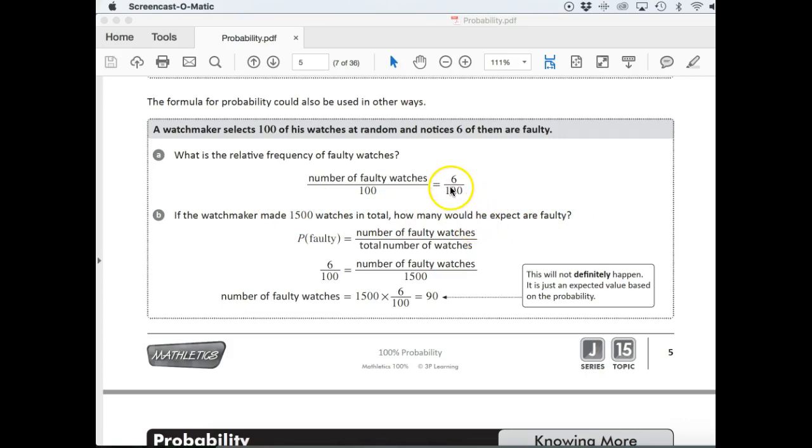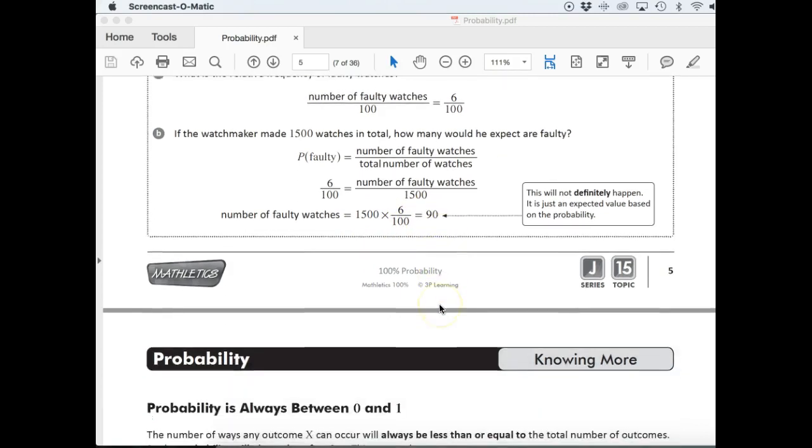Well, he's got 6 out of 100, so you'd expect that out of 1,500, how are we going to do that? All you need to do is take the 1,500, multiply it by 6 over 100, because this is the fraction of faulty watches. So 6/100ths of 1,500 is going to be 90 faulty watches. We found our fraction, 6 over 100, so if you've got 1,500 watches, 6/100ths of that total number is 90. If you had 2,000 watches, you do 2,000 times 6 over 100, and we find out what that is.